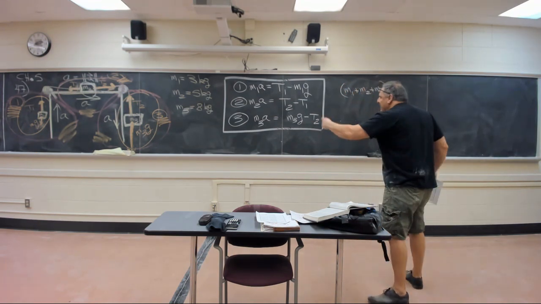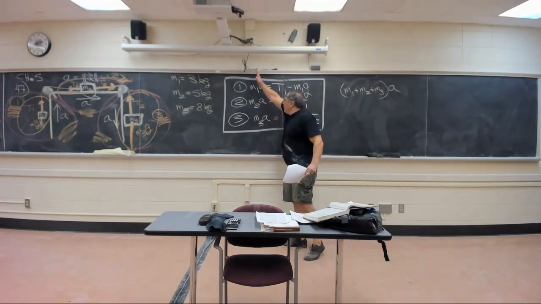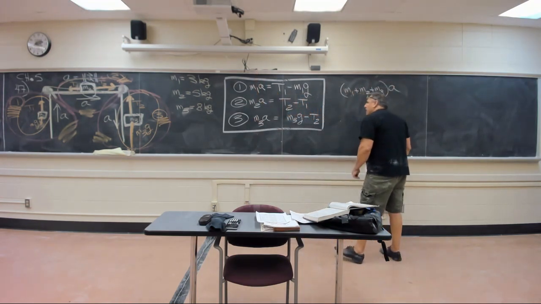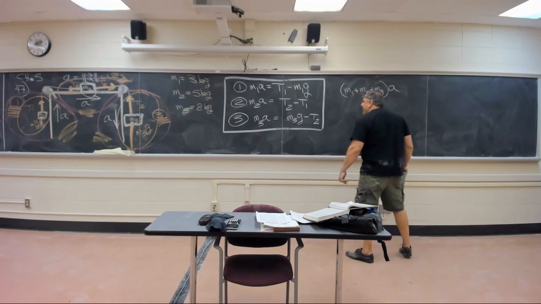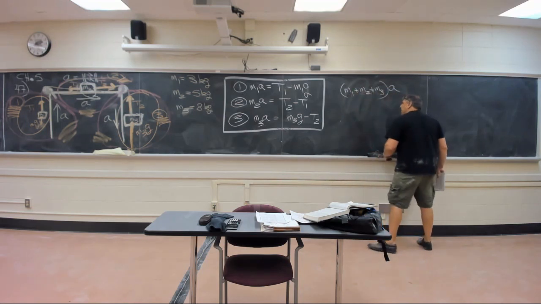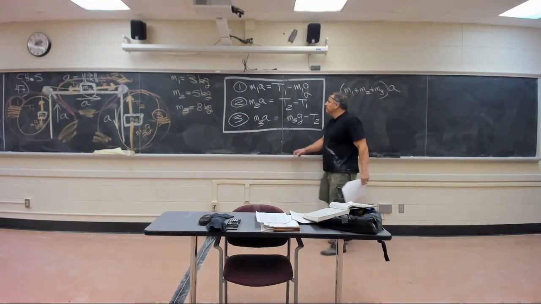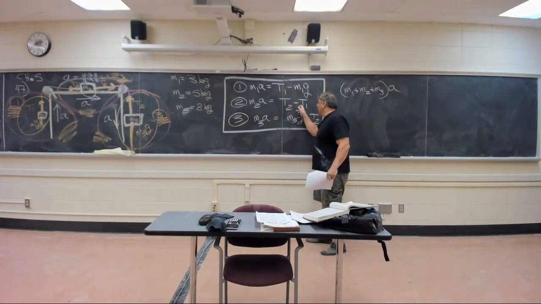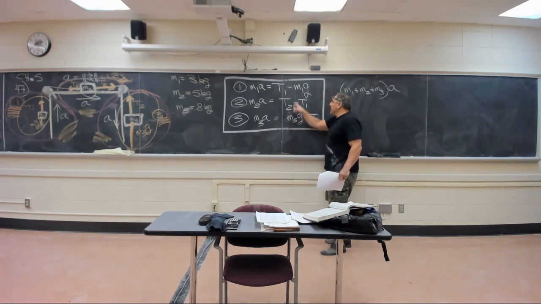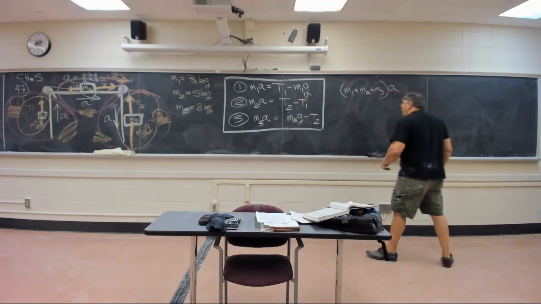I'll add the left side of all three equations, then add the right side of all three equations. Be careful here. T1 and negative T1, let's see what we got. T1 and negative T1 is 0. T2 and negative T2 is 0. You got M3G plus a negative M1G.